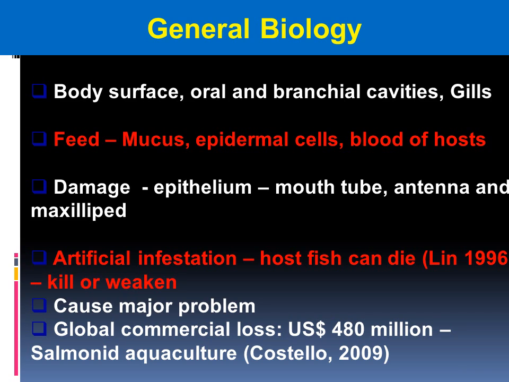During feeding, the copepod's mouth tube is applied to the surface of the fish and tissues, including the mucus of the fish, which are scraped off by movements of the strigil. The debris is then picked up by the mandibles, which act as conveyors to move it into the buccal cavity. Through artificial infestation, it was proved that sea lice can kill the host fish, and it causes a major problem in aquaculture. Costello estimated in 2009 that the global commercial loss due to sea lice was 480 million US dollars in salmonid aquaculture.